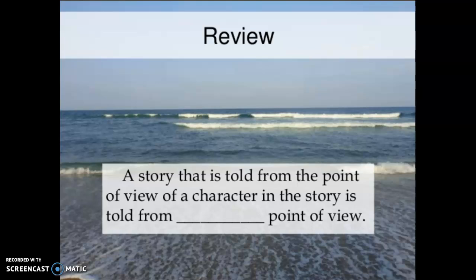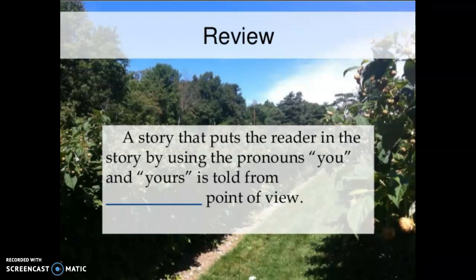So a story that is told from this point of view of a character in the story is told from blank point of view. First person point of view. So a story that puts the reader in the story by using the pronouns you and yours is told from what point of view? You said second person, you are correct.